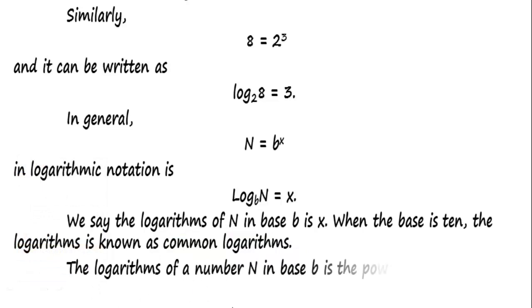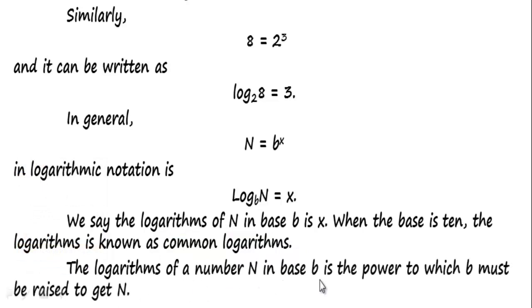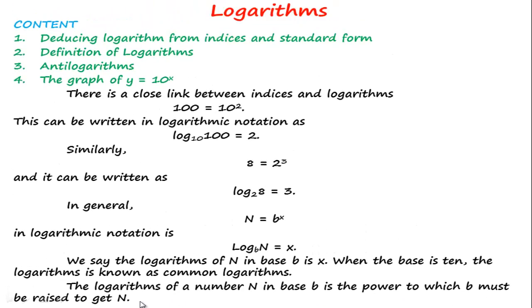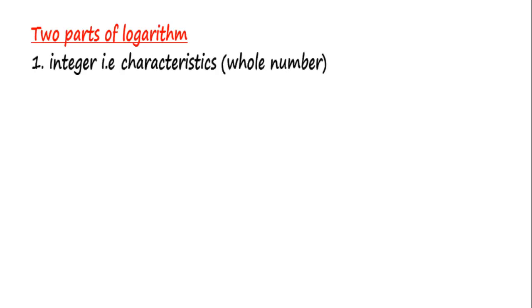Now the logarithm of a number n in base b is the power to which b must be raised to get n. Are you getting it now? So let's move on. Now, two parts of logarithms. What are the two parts of logarithms? Number one is integer, that is characteristic or whole number, while number two is mantissa, that is decimal part.